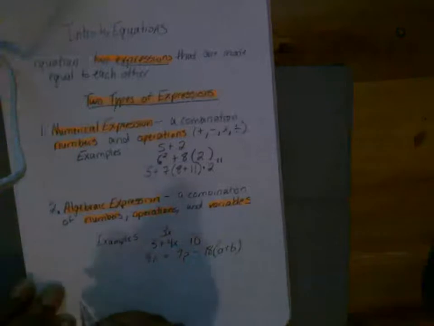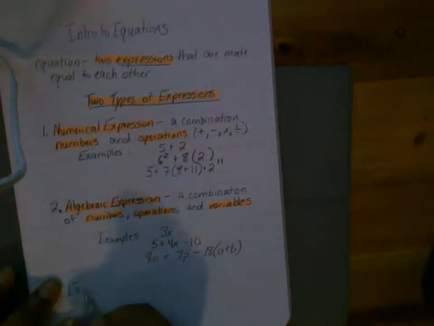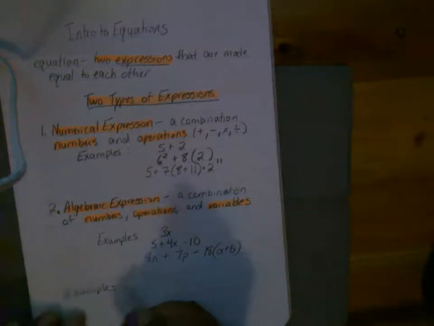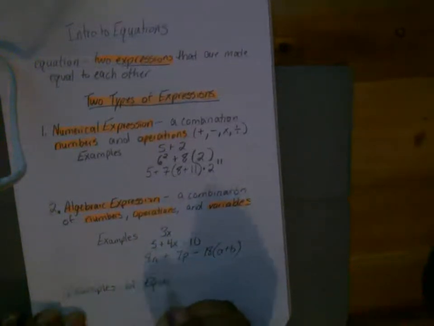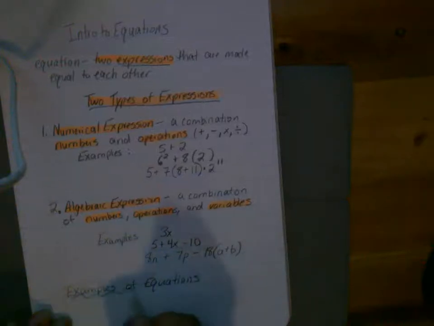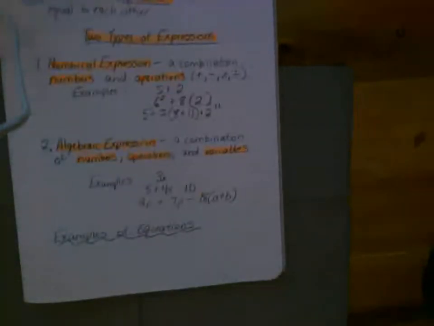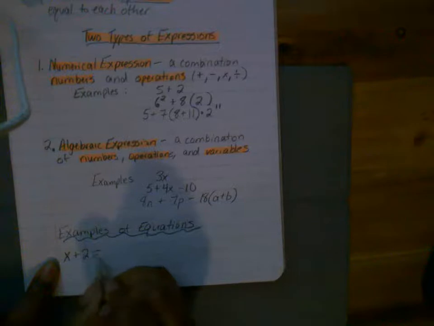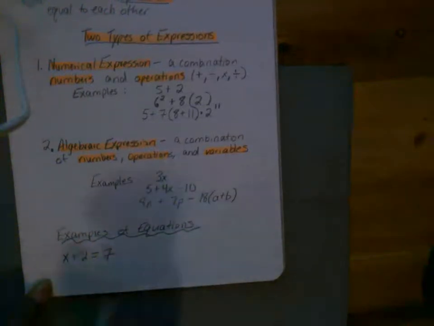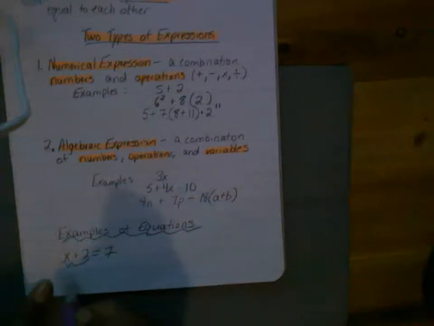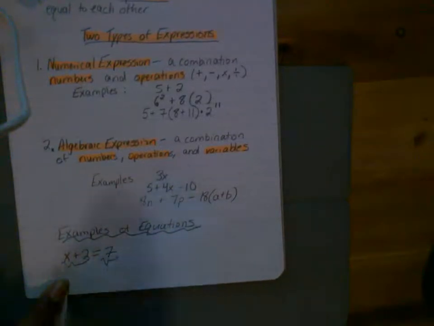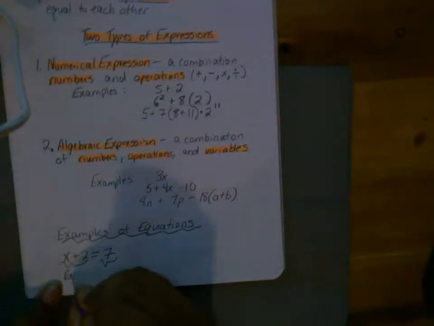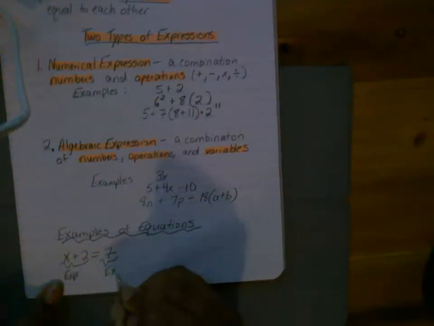All right. So examples of what an equation looks like. Here are some examples. Let me write one over here, one that's very simplistic that you've seen. X plus 2 is equal to 7. This is an expression. It's an algebraic expression. And this, even though it's one number over here by itself, is also considered an expression. We have two expressions that are made equal to each other.